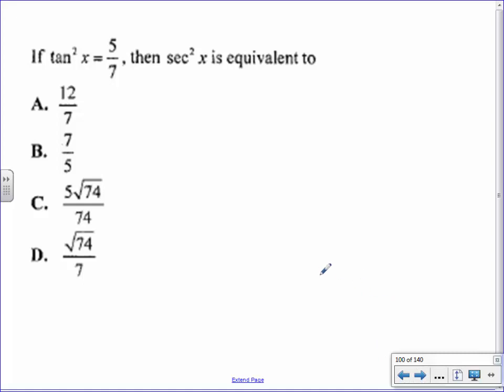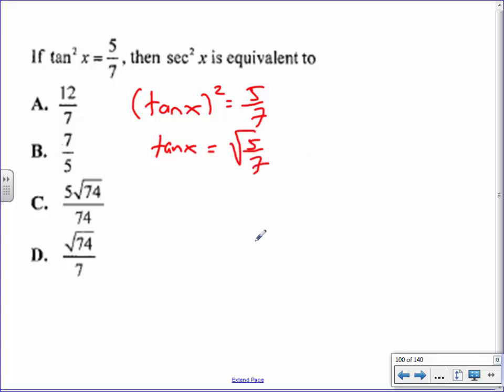Okay, I want to show you a nifty solution for this one here. Here's one thing you could do. On this one right here, you could say, well, why don't I just solve for x? What this really means is that tan of x all squared is 5 over 7. That's what that really means. So what you could do then is get rid of the squared sign by square rooting both sides. So I need to have the root of 5 over 7. I'm just going to square root both sides.